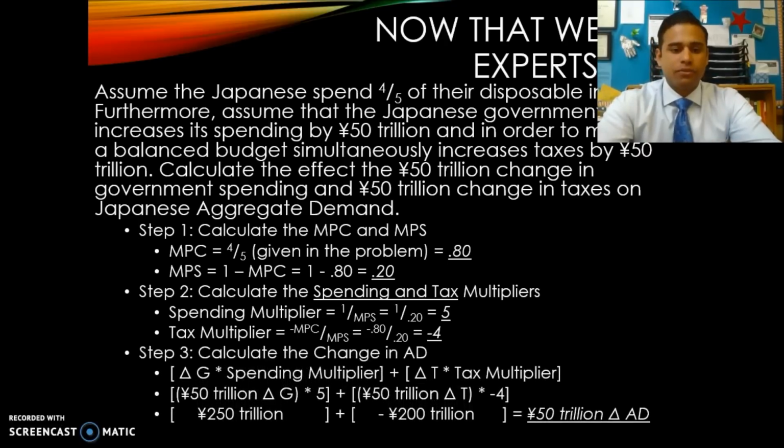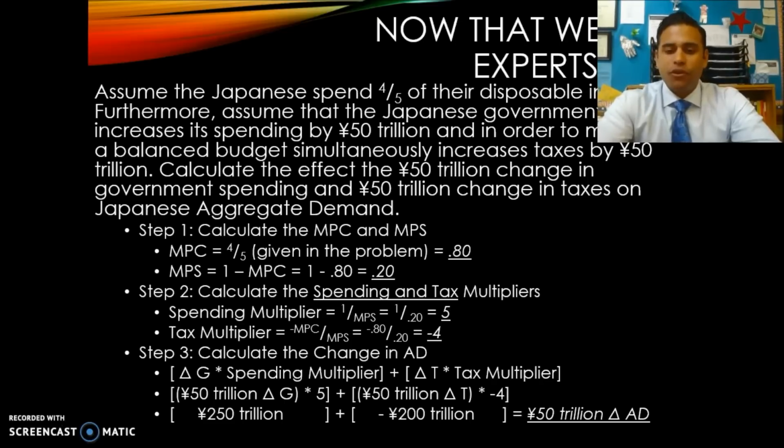Now let's apply the multipliers. Okay, so the change in government spending times the spending multiplier is 50 trillion times 5, which is 250 trillion yen. And then the tax is 50 trillion yen times negative 4, so that is a negative 200 trillion. So the net impact of the increased spending and increased taxes is the amount of the increase in spending only. And what we find here is that the multiplier effect was essentially canceled out.